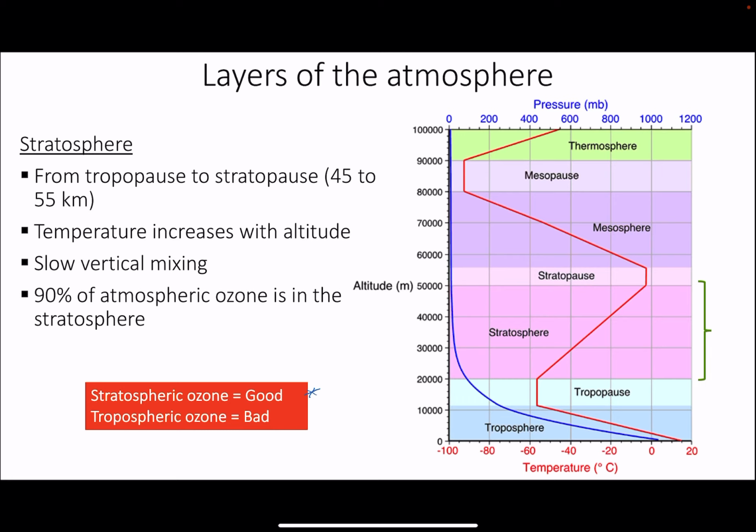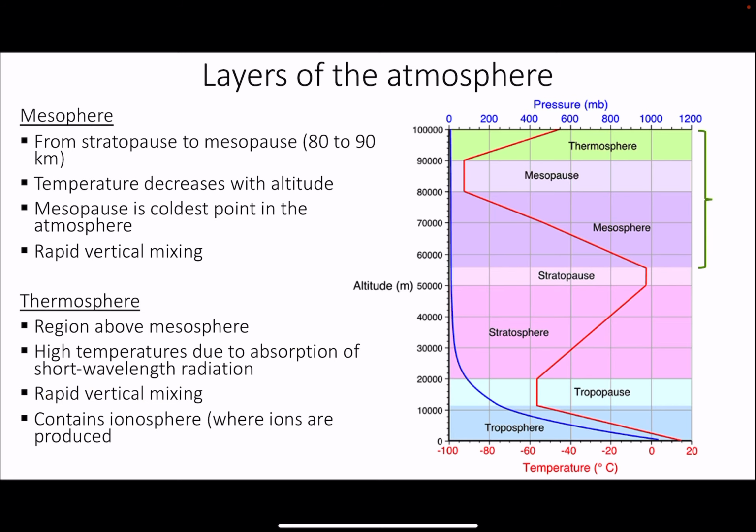And so the ozone absorbs the UV radiation, so that as you move up in the stratosphere, it actually gets warmer and warmer by absorbing all that light. The stratosphere has very little mixing whatsoever, and 90% of atmospheric ozone is present in the stratosphere. So the bad ozone is actually quite a small fraction.